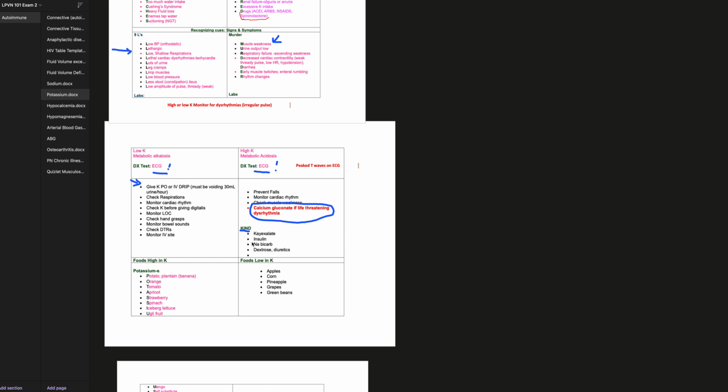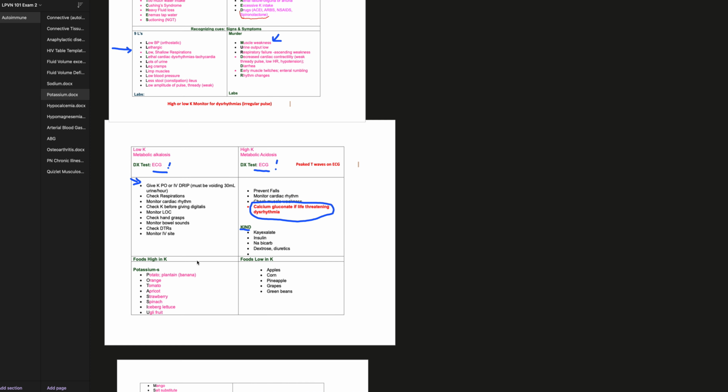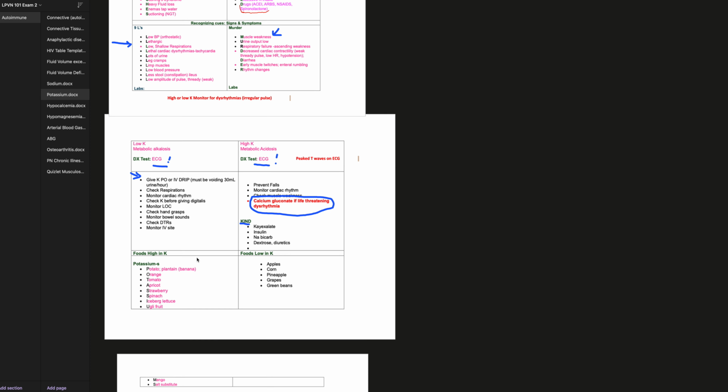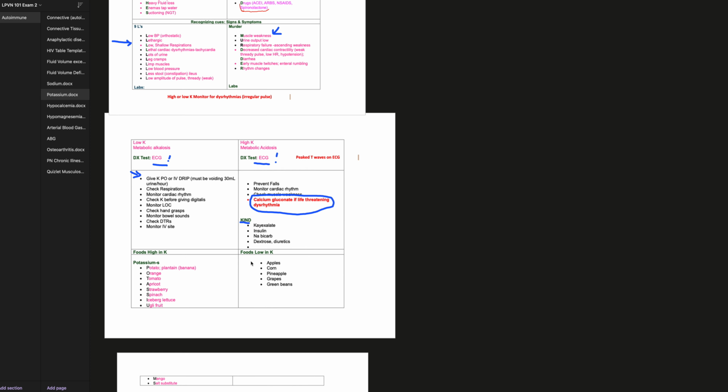potassium. All right, foods high in K: potato with skin, banana, oranges, tomatoes. You can read this, but the salt substitutes are also high in potassium. So patients that are on ACE inhibitors, ARBs, NSAIDs, you have to tell them to avoid salt substitute, because those medications also can increase your potassium. All right. Foods low in potassium include apples, corn, pineapple, grapes, and green beans. Okay, so you're going to have to know the foods.